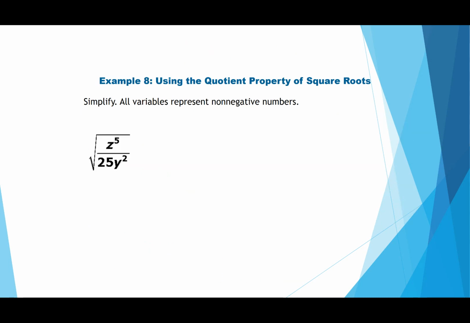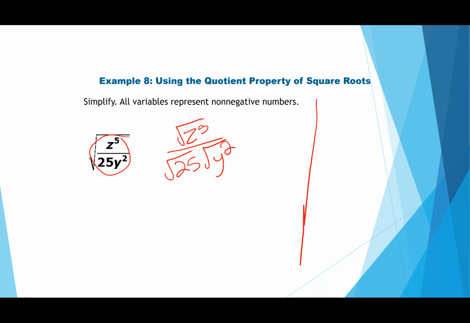All right, and then we'll try this last one here. It's a zesty little example. So none of this in here simplifies, so I'll just go ahead and start breaking it apart. So square root of z to the fifth on top, square root of 25 on the bottom, and square root of y squared also on the bottom. So everything just basically gets its own little radical, right? And then I'll start simplifying each part of these individually.